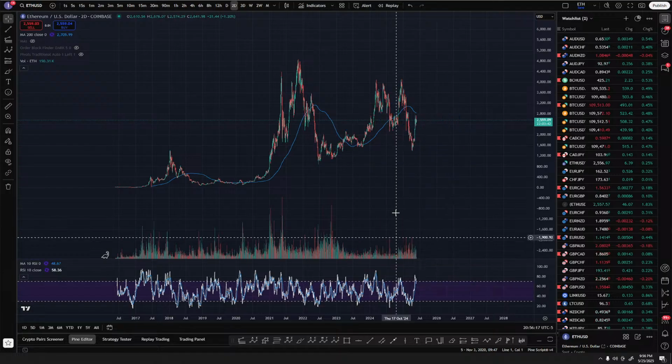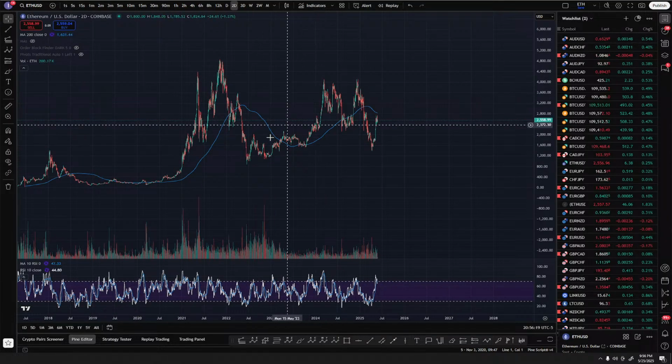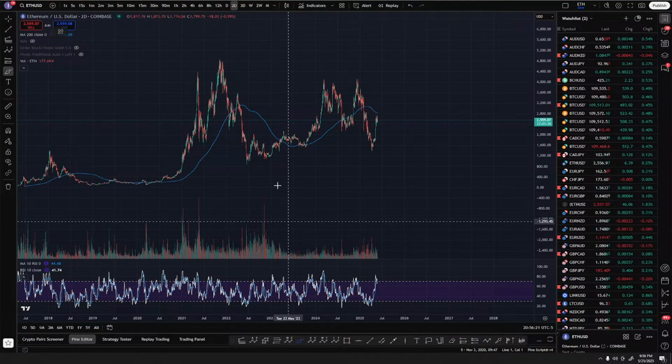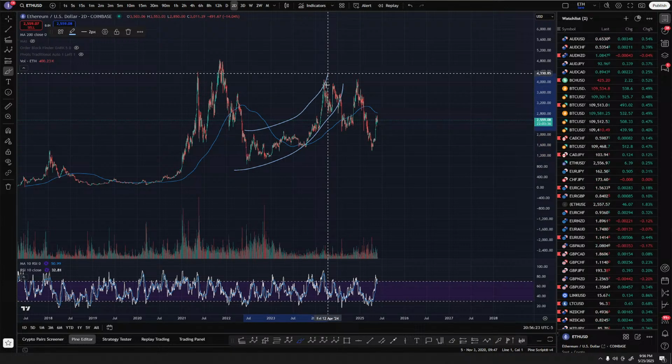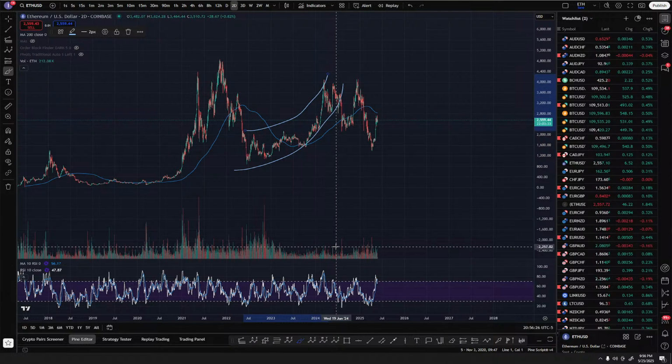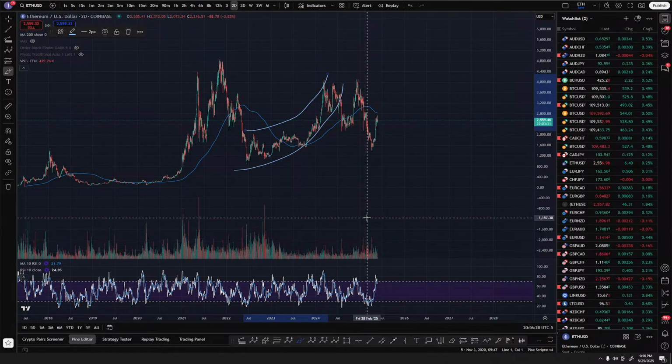Okay, what I know is that this doesn't look like any impulse I've ever seen. This looks very corrective in nature. It doesn't look like an impulse. It doesn't count like an impulse. Okay.